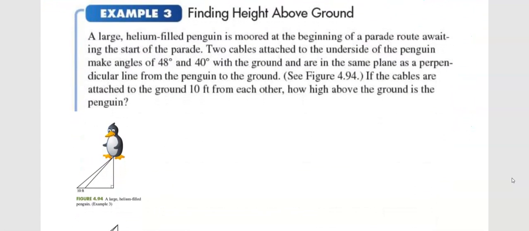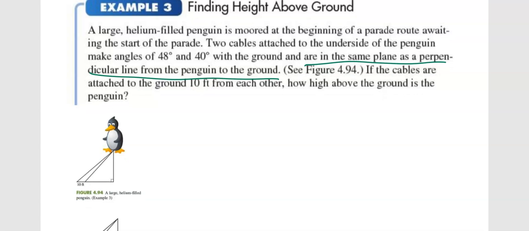Okay, finding the height above ground. We have a large helium-filled penguin that is moored at the beginning of a parade route, waiting for the start of the parade. Two cables attached to the underside of the penguin make angles of 48 and 40 degrees with the ground, and are in the same plane as the perpendicular line from the penguin to the ground. That's kind of important, so they throw that in there.